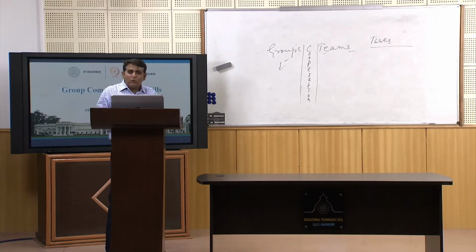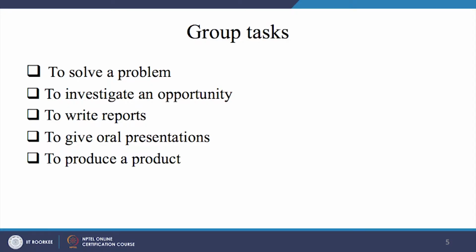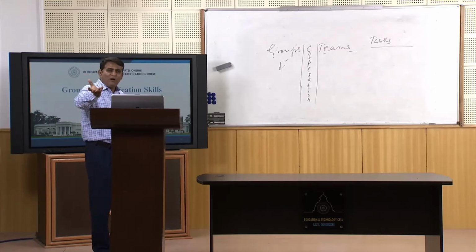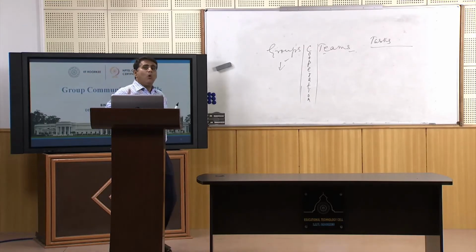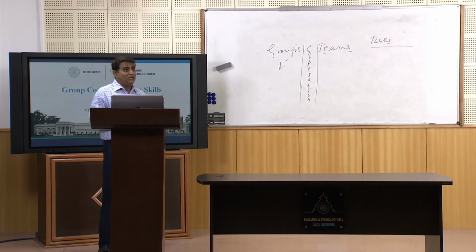So there are certain group tasks or team tasks. The first among them is to solve a problem. Second is to investigate an opportunity. Suppose some organization is going either to launch a new product, or to buy a new product, or to announce a new policy. Even for that, they require a team which tries to find out what will be the outcomes, how to go ahead, what if something goes wrong. So you have to investigate an opportunity.